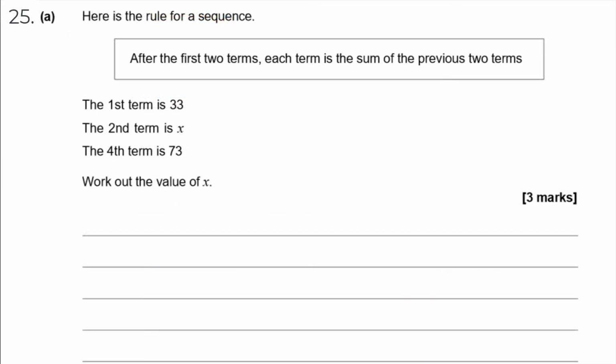Okay. Question 7a. Here is the rule for a sequence. After the first two terms, each term is the sum of the previous two terms. Okay, so it's a little bit like a Fibonacci sequence. The first term is 33, the second term is x, the fourth term is 73. Work out the value of x. Okay, so we know that u1 is 33, and we know that u2 is x. So then u3 is going to have to be the sum of those two, isn't it? It's going to have to be 33 plus x.